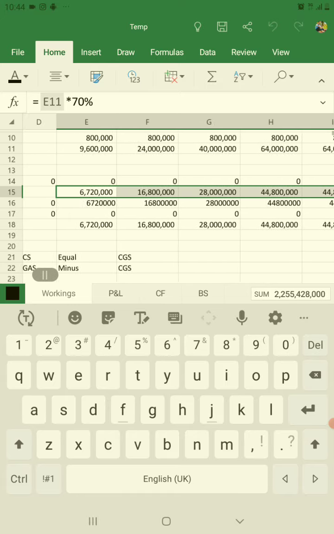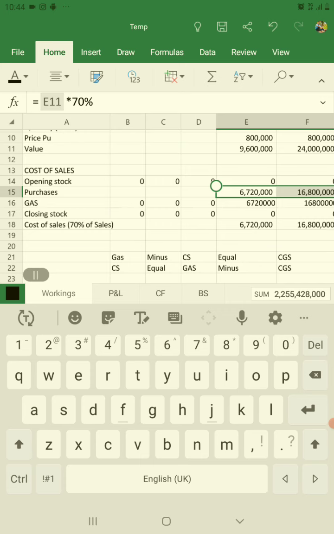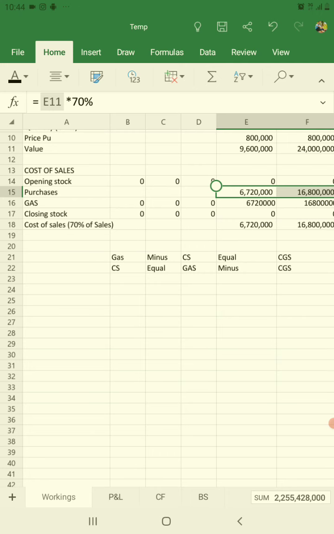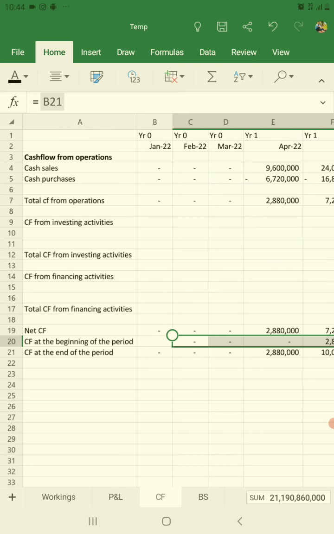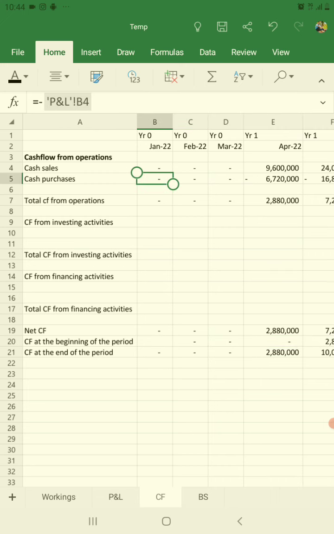So far, this is what we have modeled. The only difference here is now in our cash flow, instead of picking cash purchases from profit and loss, as you can see the formula there, I'm now going to pick my cash purchases from the purchases column in the working sheet, okay? But the effect will be the same because the assumptions are still the same.